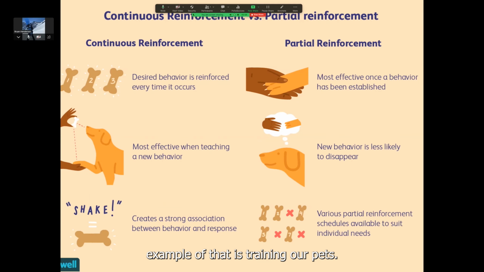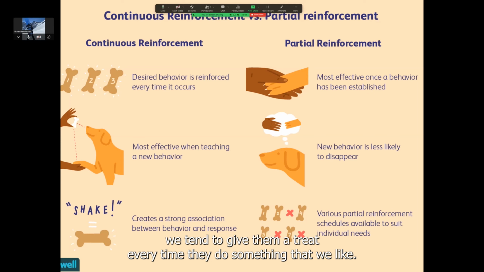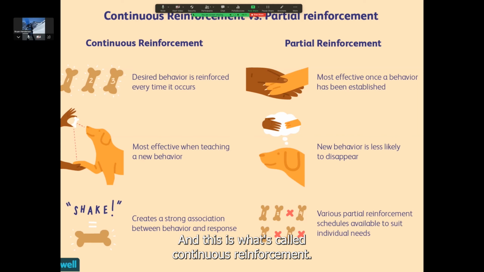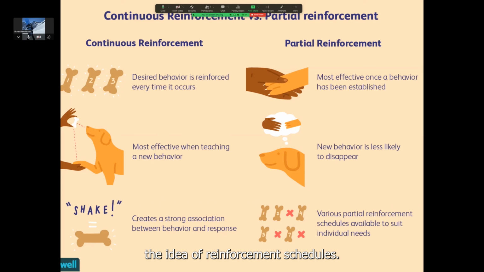A classic example of that is training our pets. At first, when we're training pets, we tend to give them a treat every time they do something that we like. And this is what's called continuous reinforcement. So now I'm going to get into the idea of reinforcement schedules.